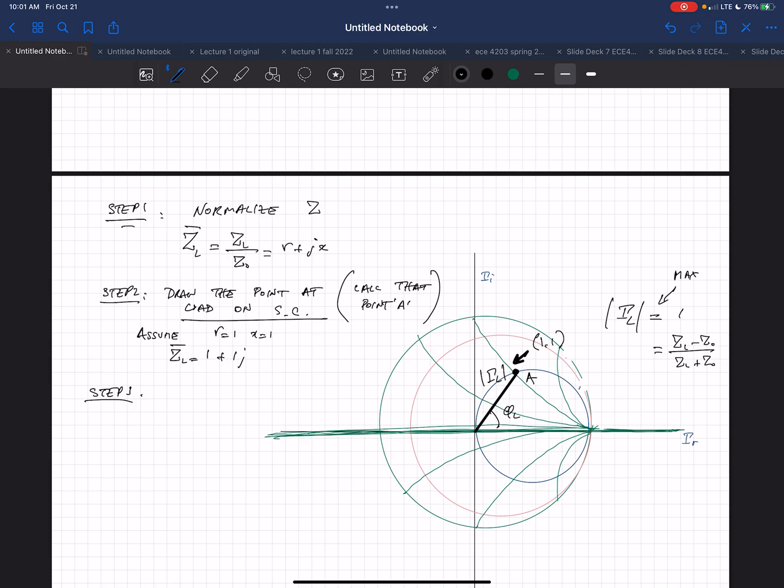Because when you think about it, it makes sense. If you have a passive component, you can't have a reflection that's higher in amplitude than what you transmitted. At most, you're going to reflect back the same amplitude. You would have to have gain if you had a reflection coefficient higher than 1. Okay? And that's going to be along this circle.